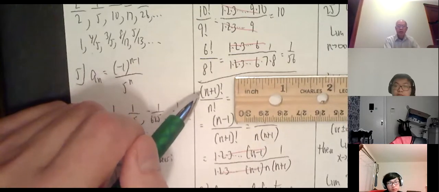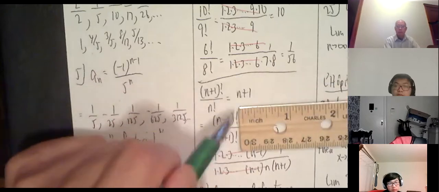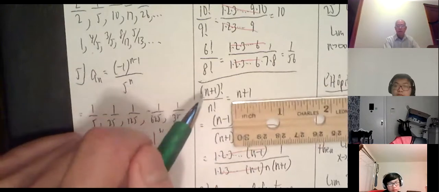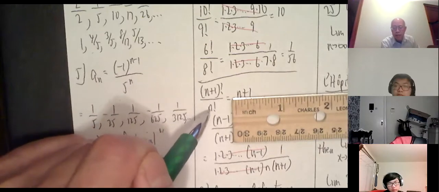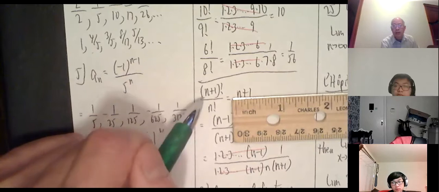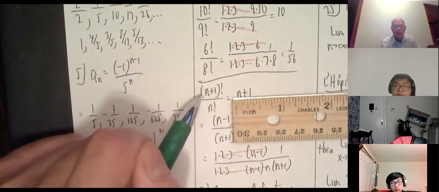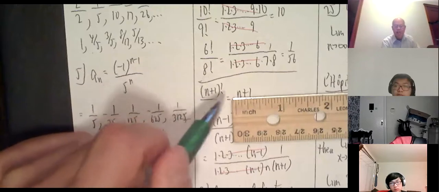Top has 1 more, n plus 1. So the answer is n plus 1. Because the bottom is 1 times 2 times 3, dot, dot, dot, up to n. This is 1 times 2 times 3, dot, dot, dot, times n. They would all cancel out, and then there's an extra n plus 1. So this is equal to n plus 1.